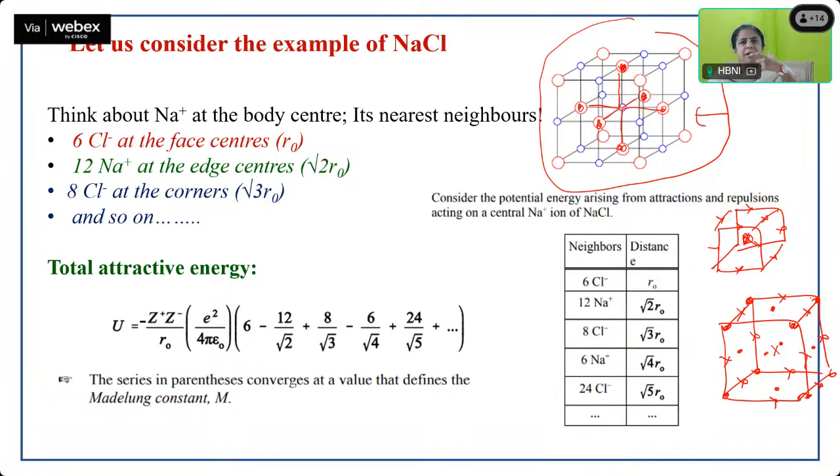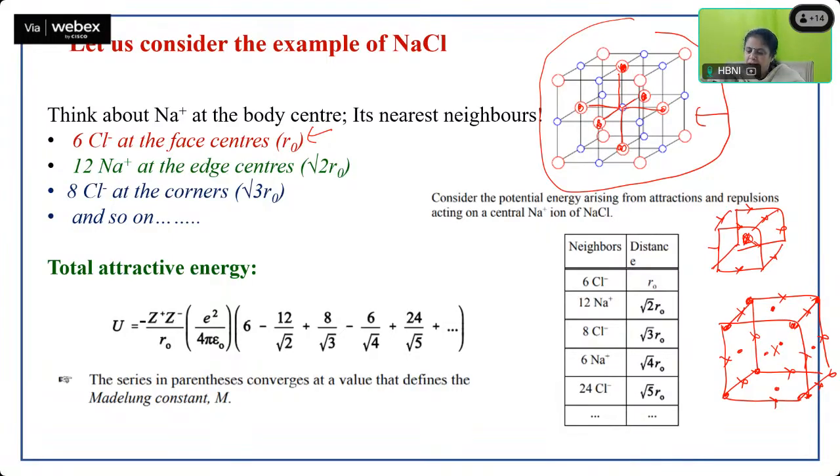Let's say my bond distance is R0. Now what is the next circle of ions, that is, how many sodium are surrounding this sodium? Of course, they are further from these chlorine, but where are they? There are 12 sodium surrounding this center sodium.